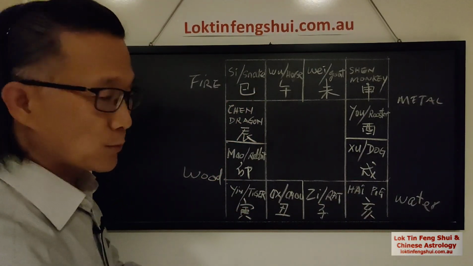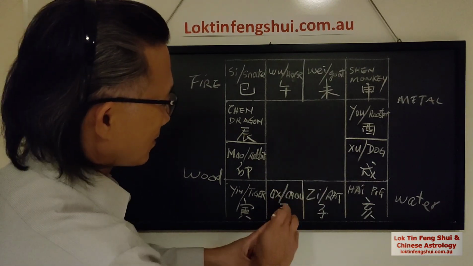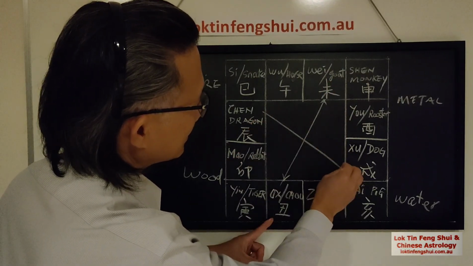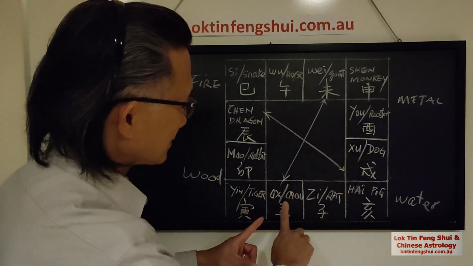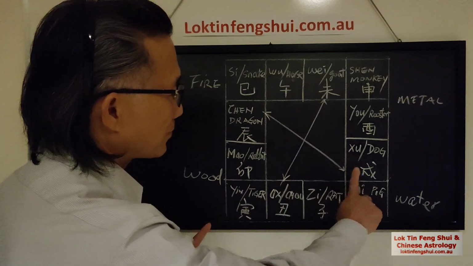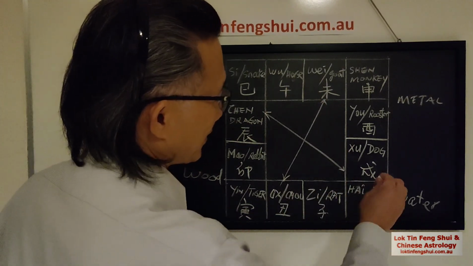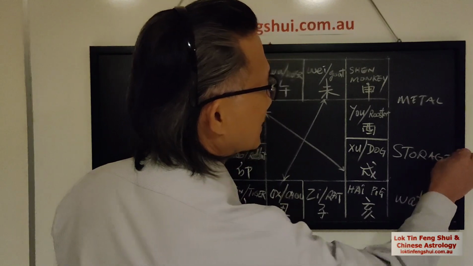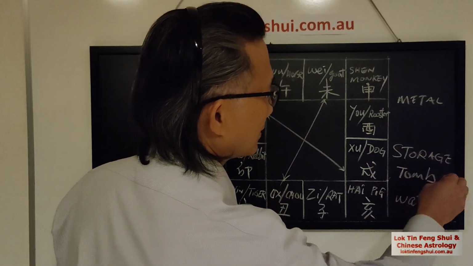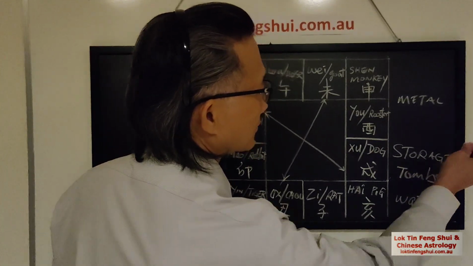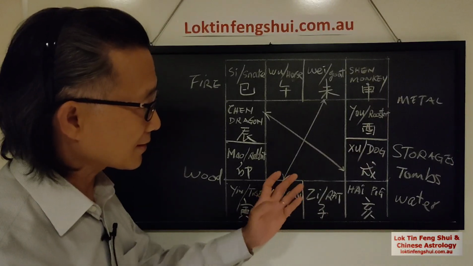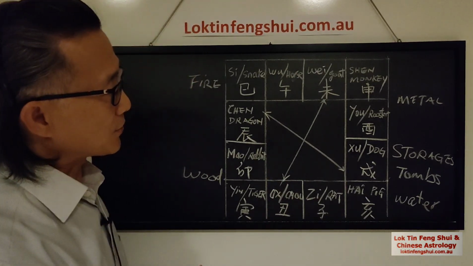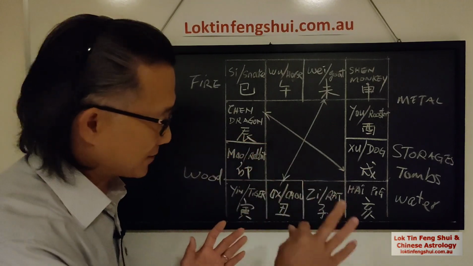So you may ask, where is the earth? So earth is the ox, the goat, the dragon, and the dog. So these four animal signs are the earth animals. And these four earth animals have another name as well. Some masters translate it as storage, some masters translate it as tombs, or storage. So they are a little bit different. Storage and tomb, there's some difference. We will talk about it later. So these are the elements.